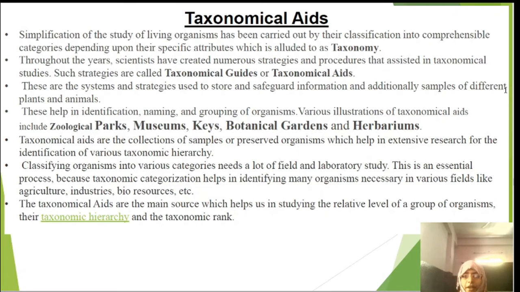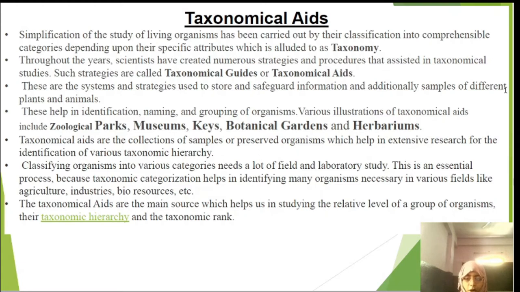Various examples of taxonomical aids include zoo parks, museums, keys, botanical gardens and herbariums. Keys, I'll tell you in detail about what keys are. You'll get it. It's not a key which we use. Zoological parks, basic knowledge, we know it. We see zoos. It's basically simply called zoo parks.